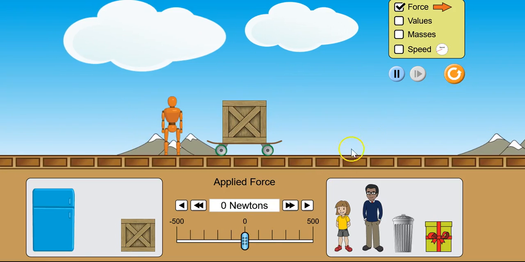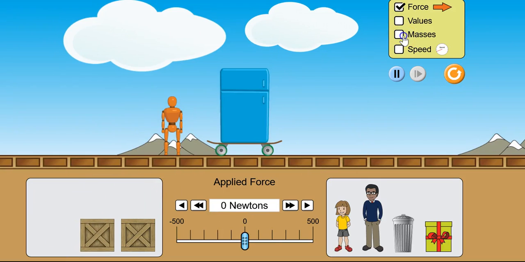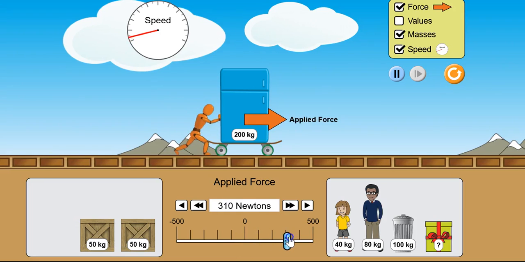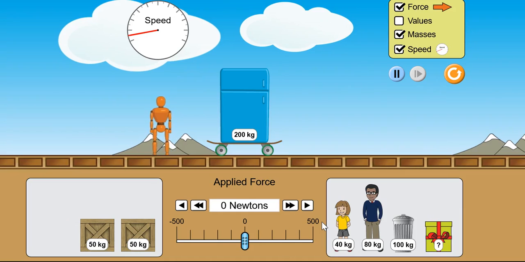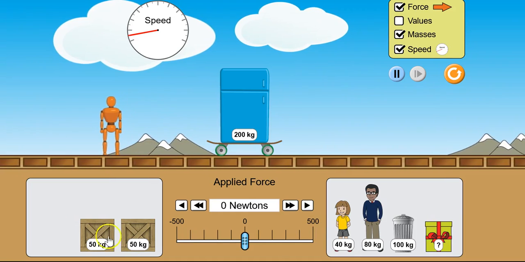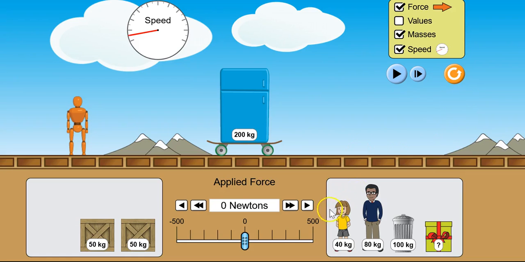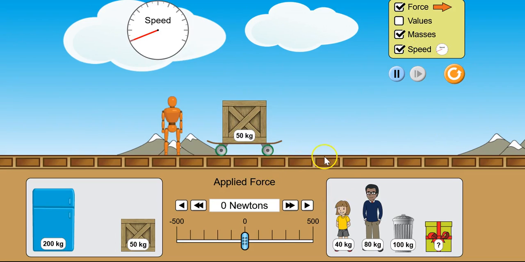All right, let's restart it. Let's put the refrigerator back. Let's increase the force to 300 newtons. Okay, increasing the force increased the speed, but not as much as when the mass was smaller, not as much as when there were only 50 kilograms. Okay, are you ready to increase the force to 500 newtons? Do you think it's going to increase the speed? Let's see.